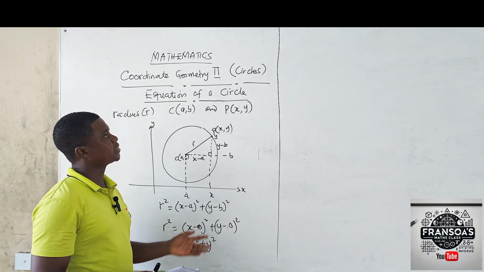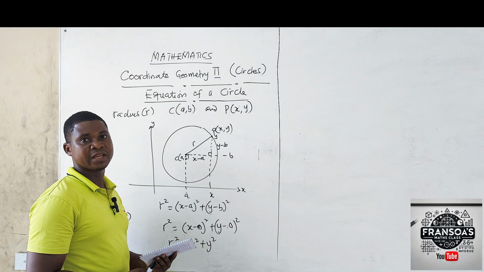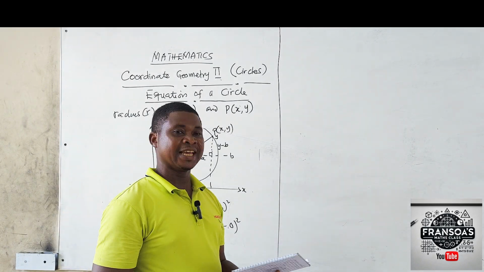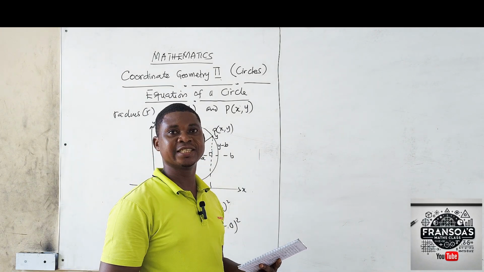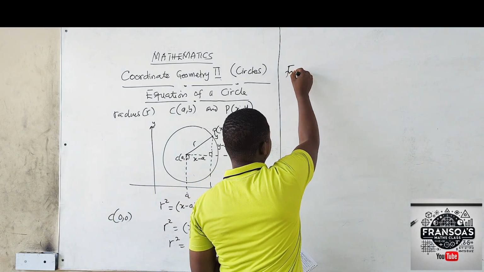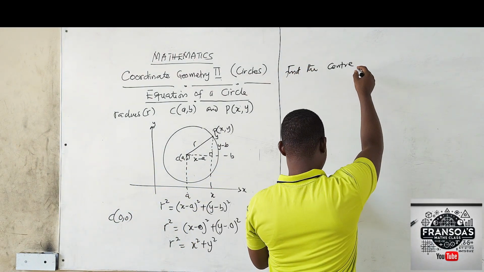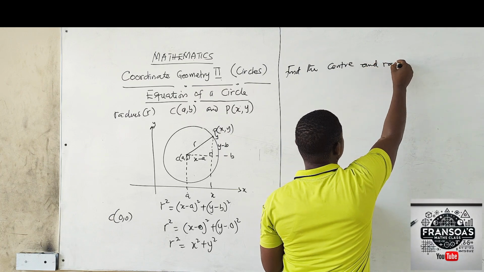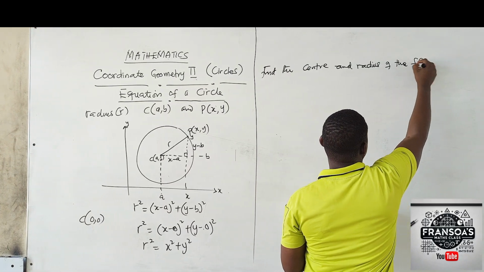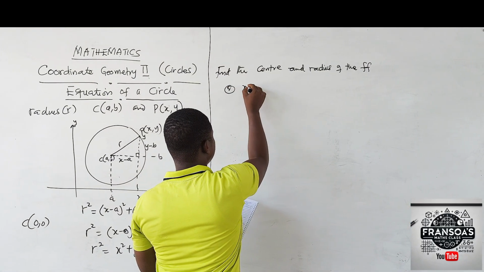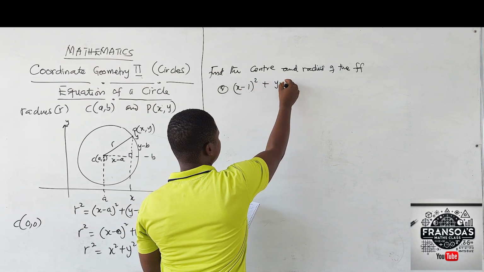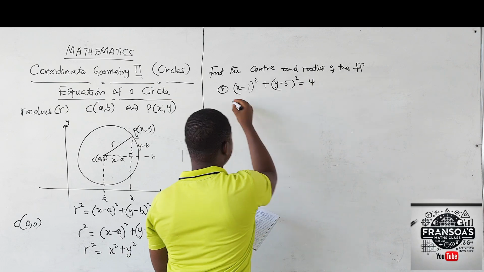Now let's look at some examples where an equation will be given and you are asked to find the center and the radius. So let's see: find the center and radius of the following. A, (x minus 1) all squared plus (y minus 5) all squared is equal to 4.